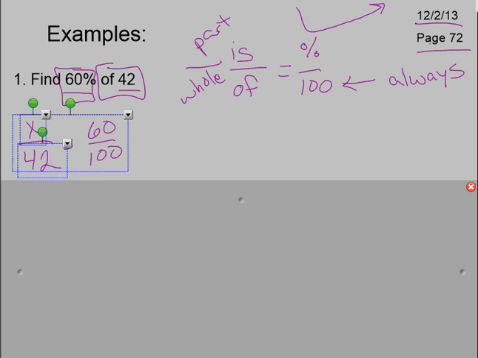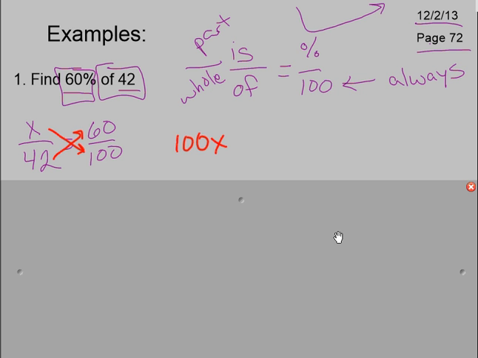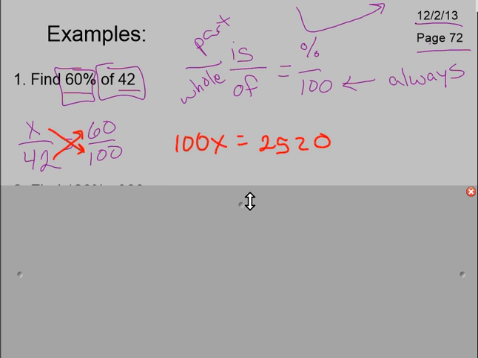At this point, it's simply a proportion that you have to solve. And you know how to solve proportions. You find the cross products. X times 100 is 100x. 42 times 60, hang on. 6 times 2 is 12, carry the 1. 6 times 4 is 24, 25. Should be 2,520, and I hope I did that mental math correctly.